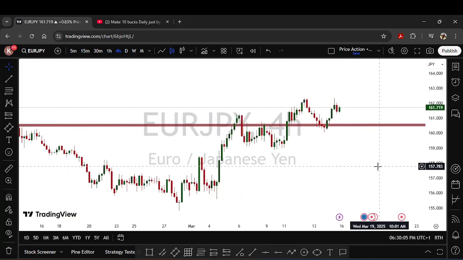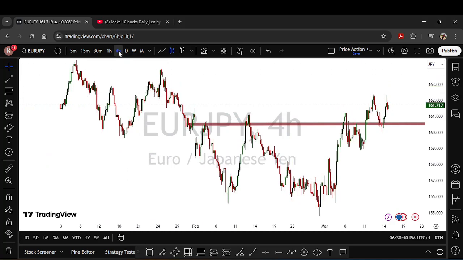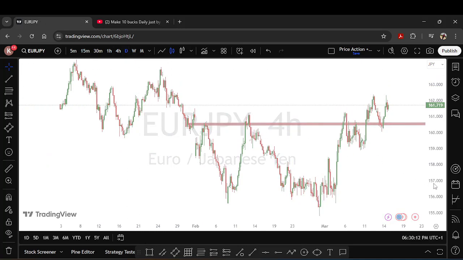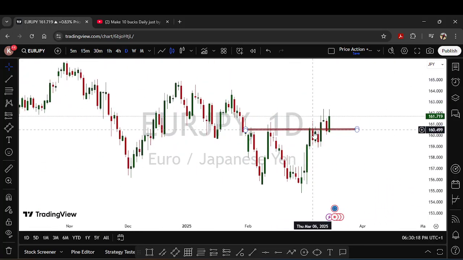That's a good one. The weekly is not really giving me what I like. But let's see what trend we are on the daily. What trend are we giving? Whoa, we give an uptrend. Right, the market is breaking structures to the upside.